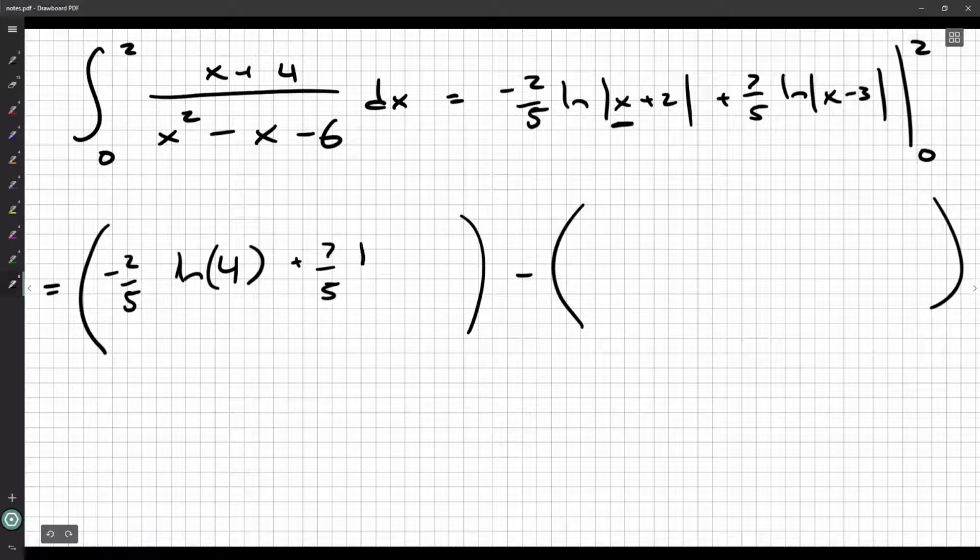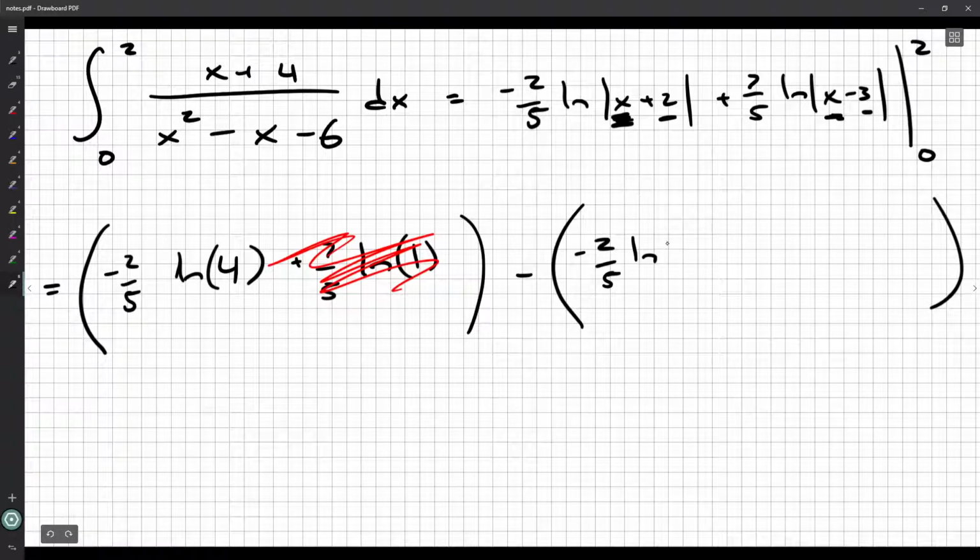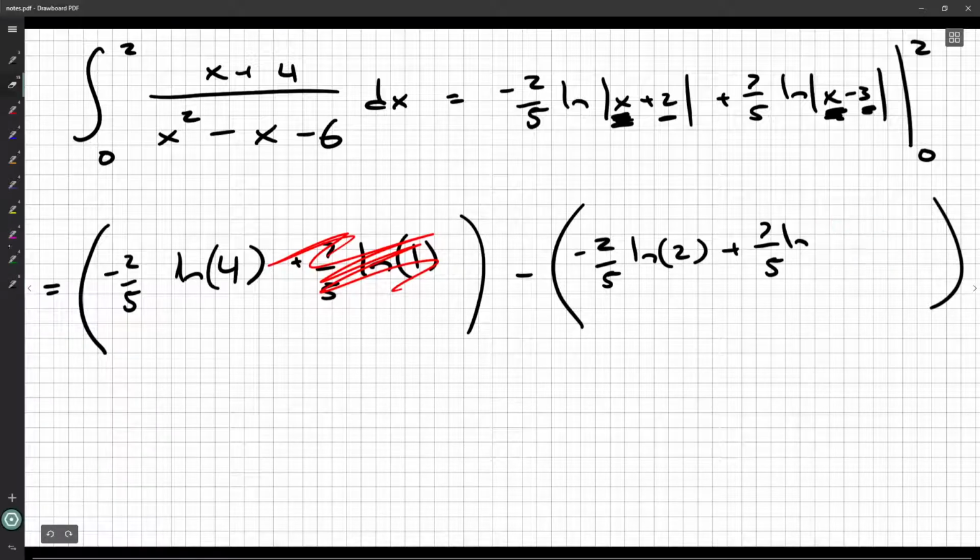Plus 7/5 ln, okay, now we plug in 2. 2 minus 3 is negative 1. Absolute value of that is just 1. So ln of 1. Which, if we think about it, ln of 1 is just 0. So we can actually ignore this part. Okay. Minus, and now we're going to plug in 0. So minus 2/5 ln 0 plus 2 is 2. And the absolute value of 2 is just 2. And then 7/5 ln 0 minus 3, which is absolute value of negative 3. But we can just write 3.